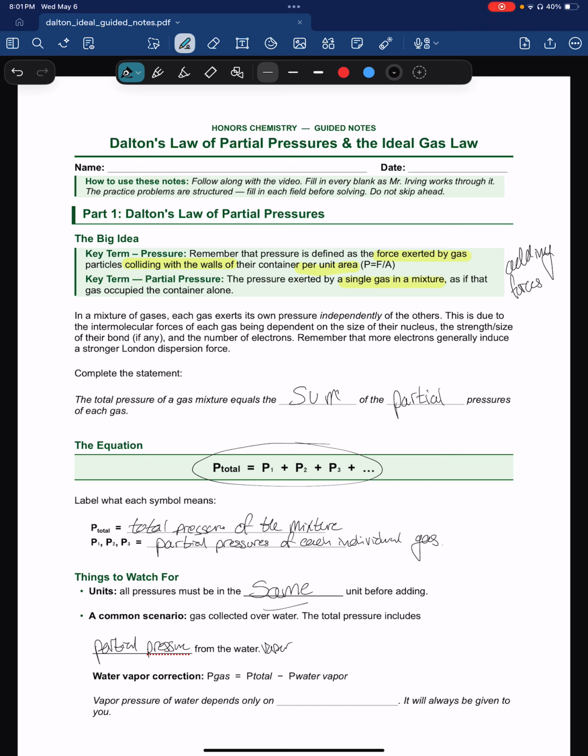And so in this case, the vapor pressure of water depends only on temperature. And it will always be given to you. I'm not going to have you try to calculate it on your own, so you don't have to worry about that.